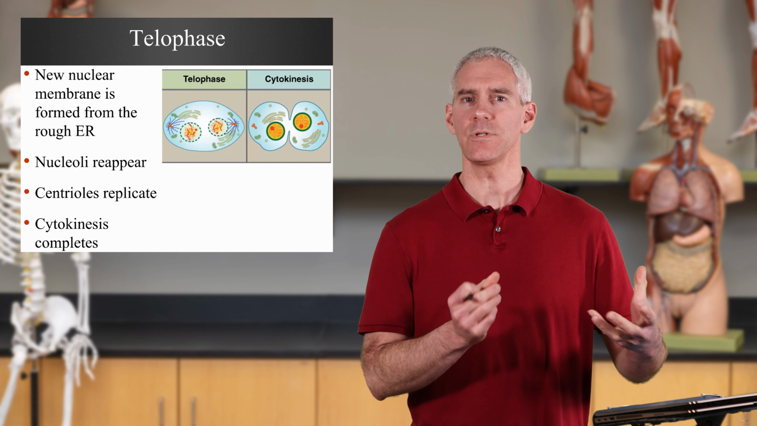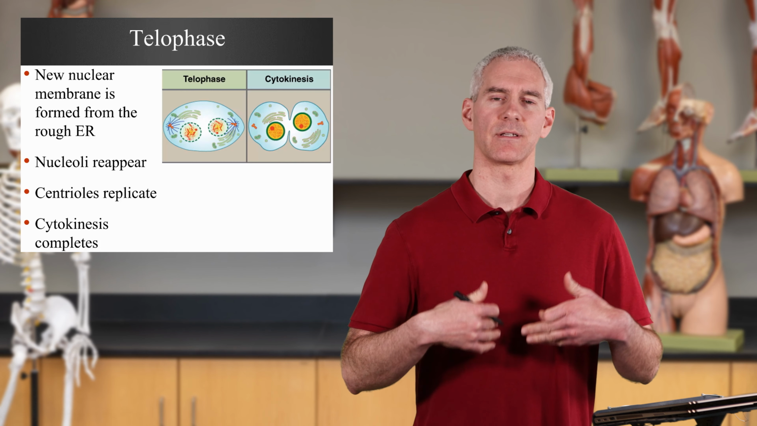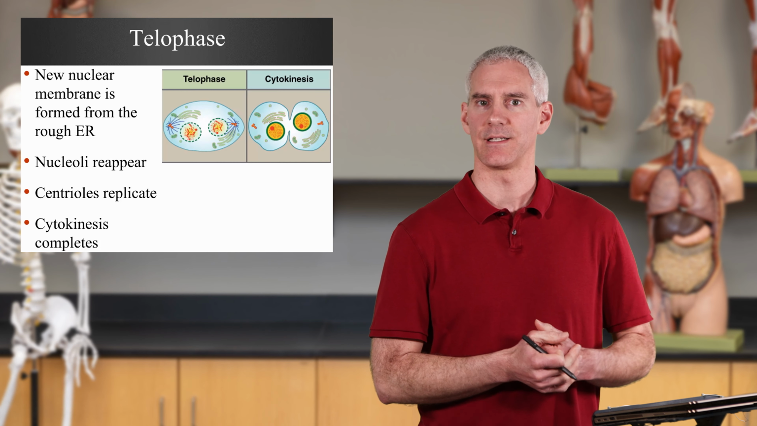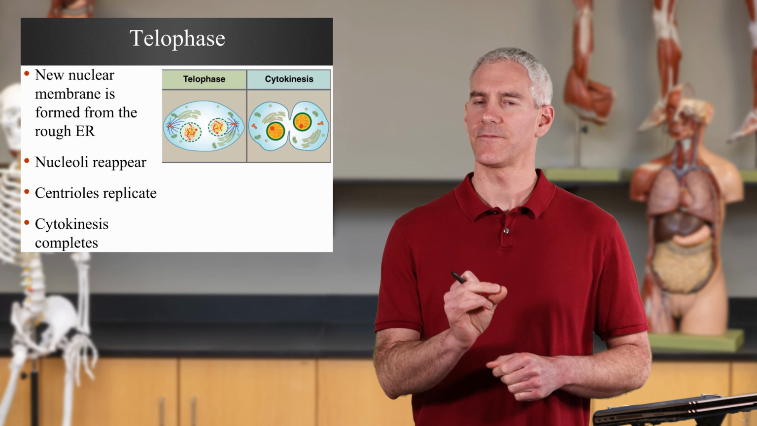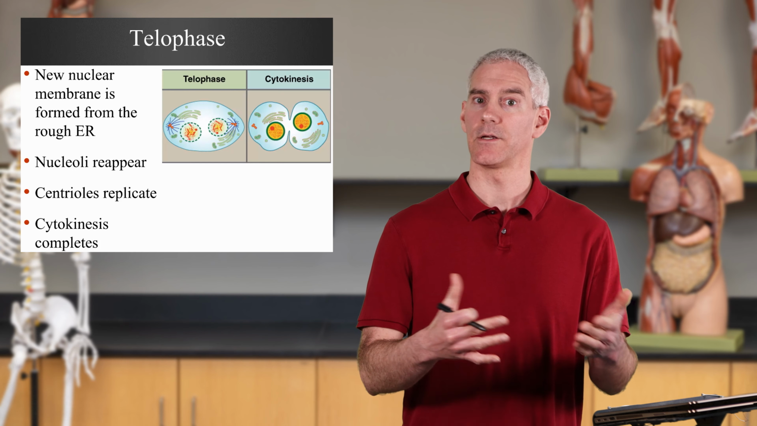And this is how most of the cells in your body will go through making new cells. Mitosis after mitosis, all these mitotic processes are occurring. But there's a few cells that won't use mitosis, mainly the gametes, egg or sperm.